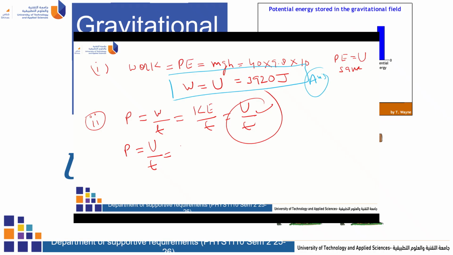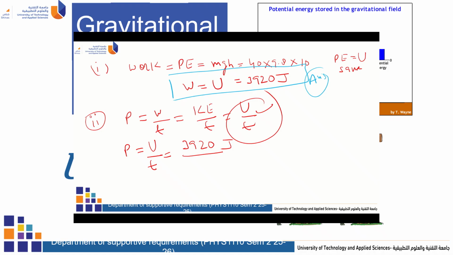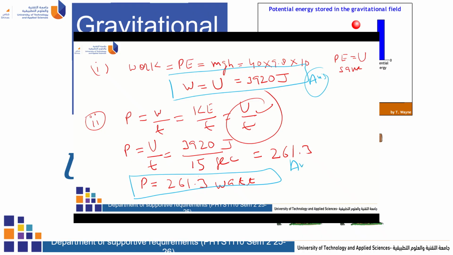Here the potential energy is 3920 joule, and the time is 15 seconds. If I divide this number, I will get the value 261.3. So the value of the power is 261.3 watt. This is the answer for part 2.